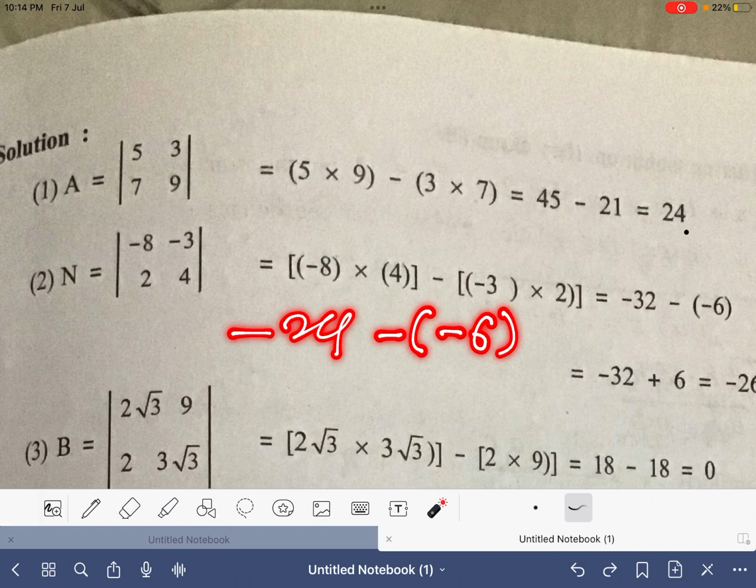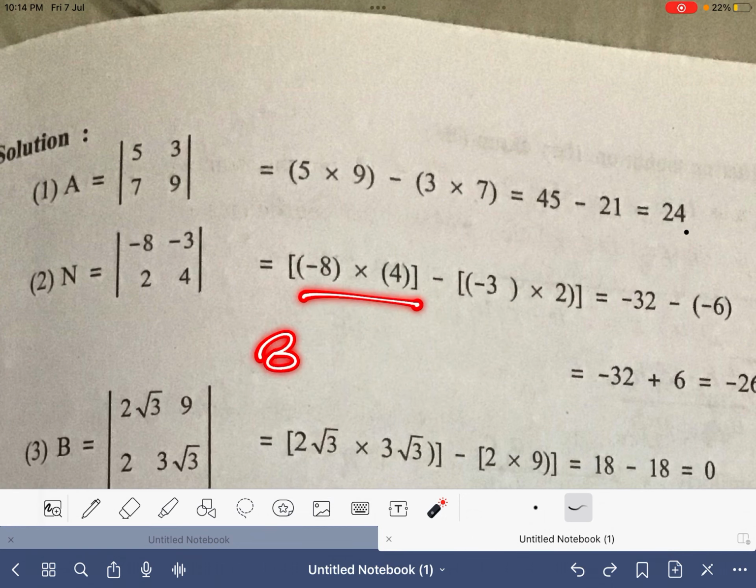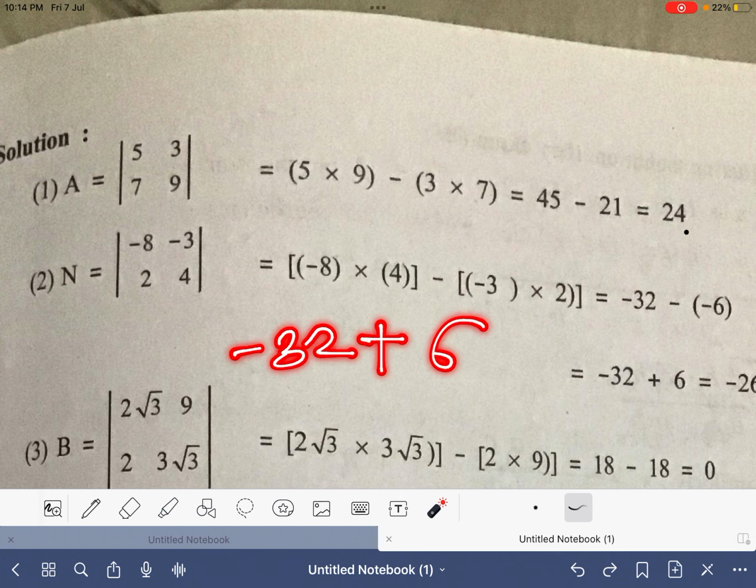Okay, so here we have to keep in mind, minus into minus becomes plus, so minus 24 plus 6. So 32 minus 32 minus of minus plus 6. So we have to write it like this, 6 plus and minus 32. So ultimately these two different signs are there, so we have to subtract this number, so 32 minus 6, and we have to write an answer.